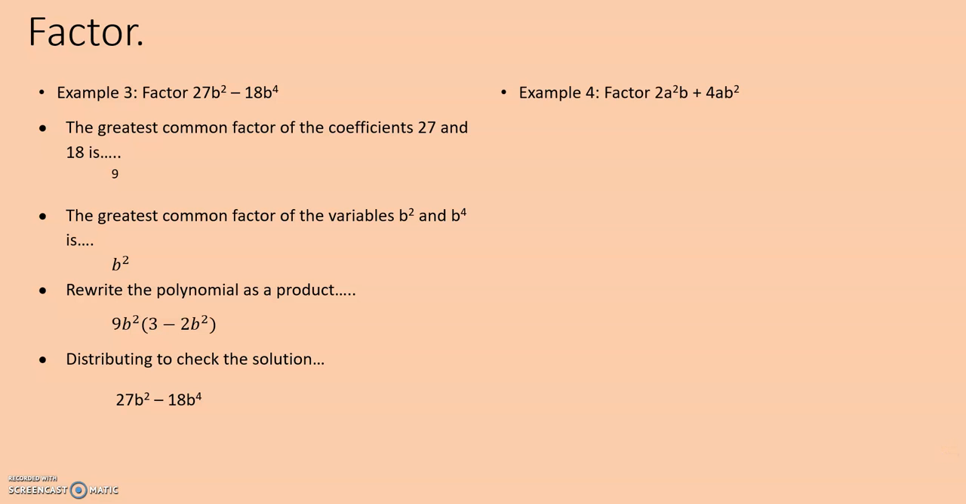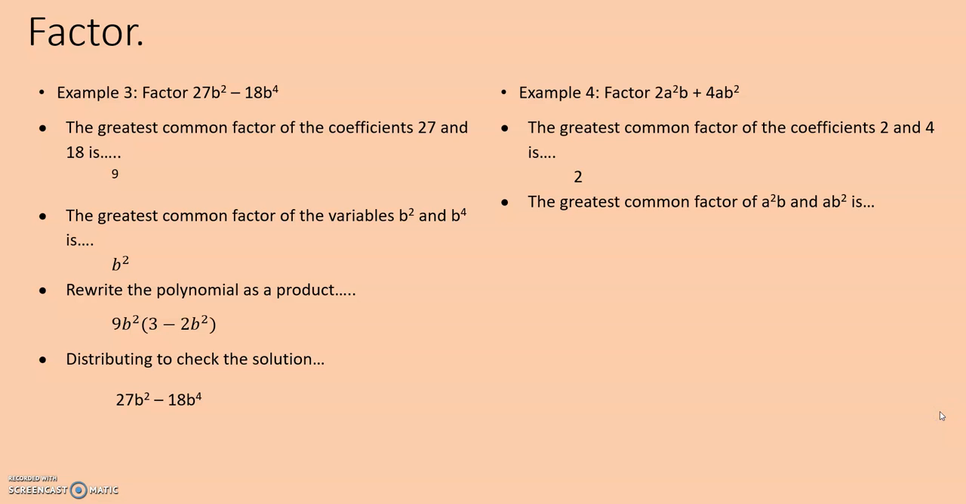Example 4, we're going to factor 2a squared b plus 4ab squared. Greatest common factor of the coefficients 2 and 4 is 2. Greatest common factor of our variable parts, a squared b and ab squared: there's one a in both terms and one b in both terms. So the greatest common factor of the variables is ab.